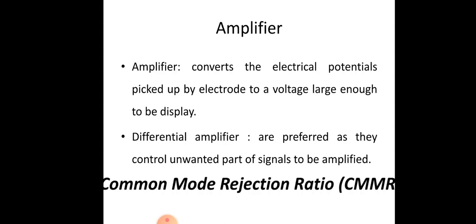A good amplifier should have a common mode rejection ratio exceeding 1 lakh to 1. Your 1 lakh is the wanted signal which you want the amplifier to amplify, and 1 is nothing but your unwanted signal. So a good amplifier should have a CMRR of 1 lakh to 1. Even the signal to noise ratio limits the noise. Please remember, the signal to noise ratio limits the noise.